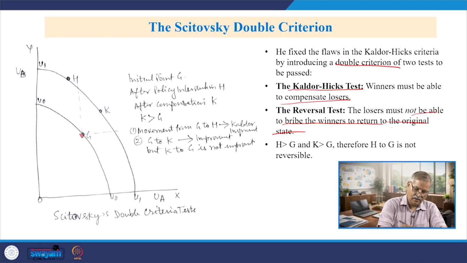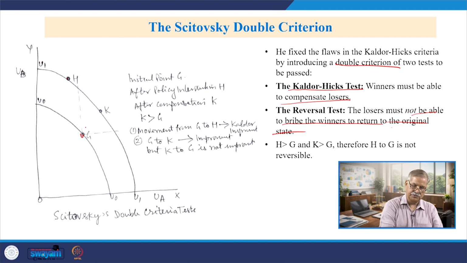Initially we have the U0 utility possibility curve or frontier, and the initial point is at G. Now if some interventions are made, obviously when public policy is implemented, it will increase the overall welfare of the society. So the utility of B increases and reaches the H point, and here there is no loss to A. It means that the overall welfare of the consumers is increased.